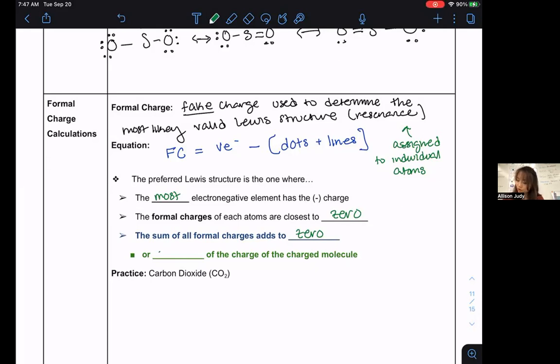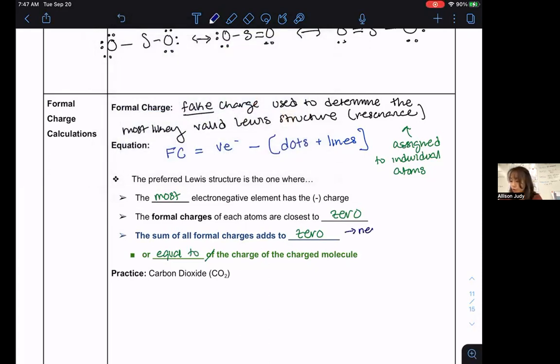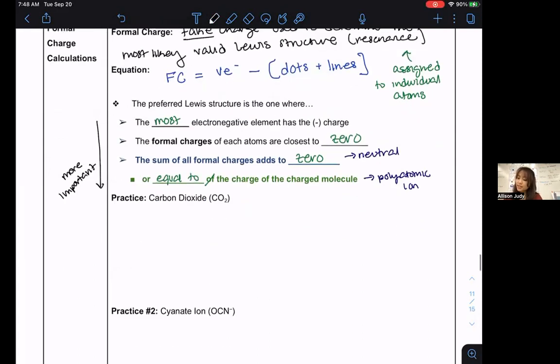Equal to the charge of the molecule. So the idea here is that to be consistent, if you have a neutral molecule, you want it to be 0. And of course, if you have a polyatomic molecule with a charge, you want your sum total of formal charges to be equal to that same charge when added up. Generally speaking, the further you go down the list, the more important or the more prioritized. So let's look at an example.